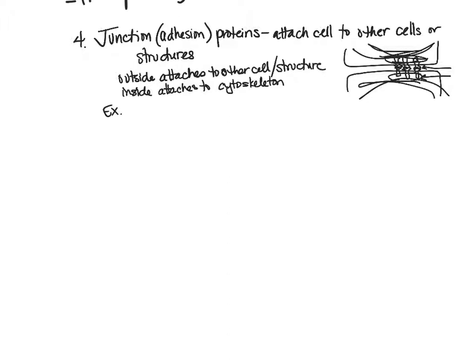So for example, dystrophin is a protein, or is a complex. The dystrophin complex connects muscle cells to surrounding structures.